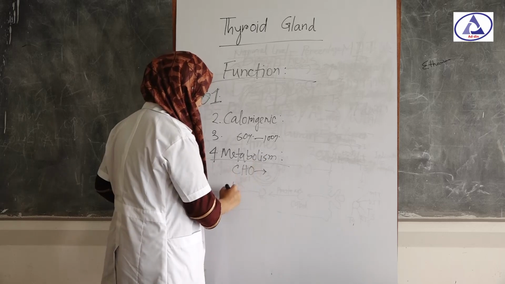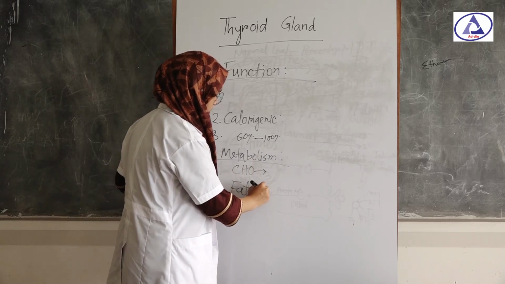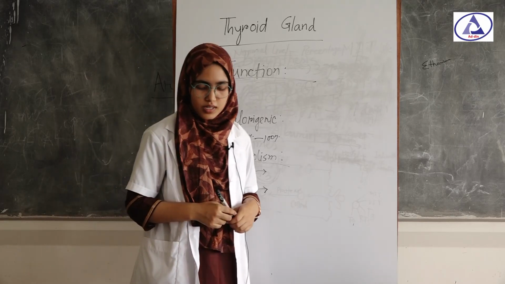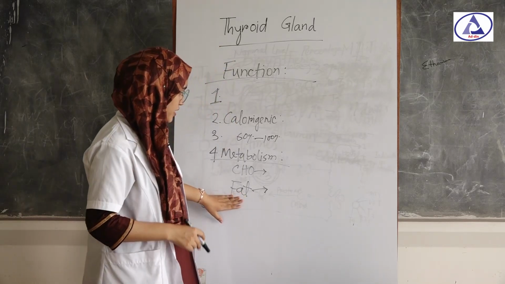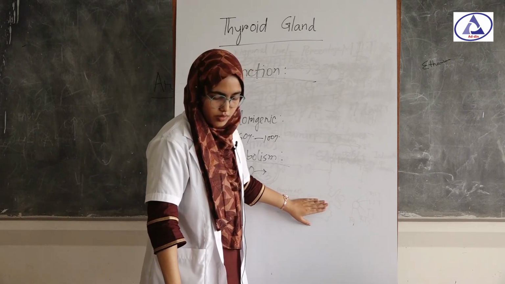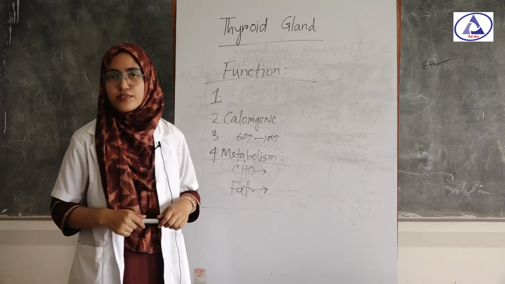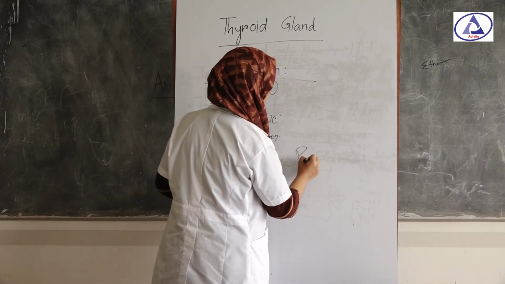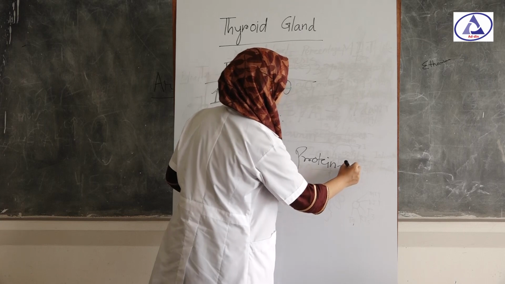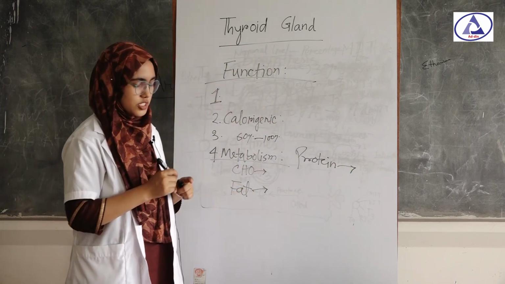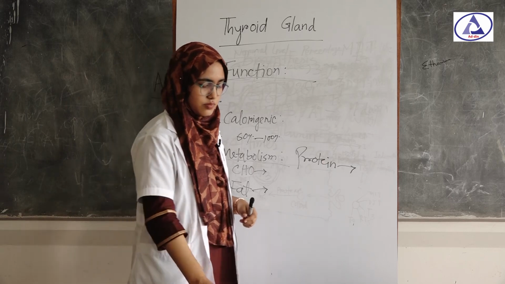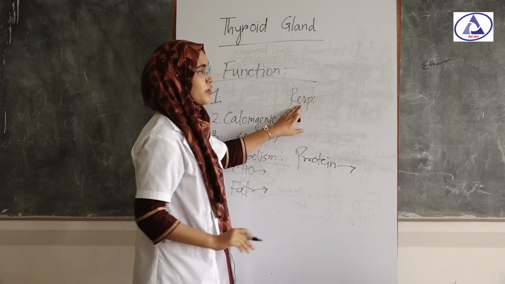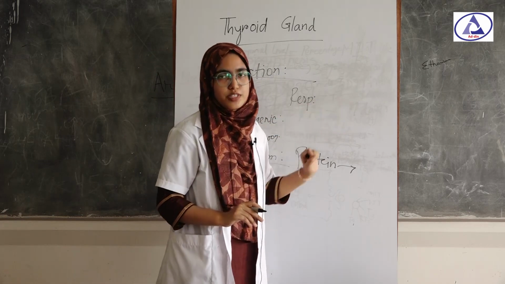And on fat metabolism, thyroid hormone increases free fatty acid in the blood by mobilization of lipid from the fat stores and oxidation of free fatty acid. And on protein metabolism, excess amount of thyroid hormone causes protein catabolism. And on respiration, thyroid hormone increases the depth and rate of respiration.